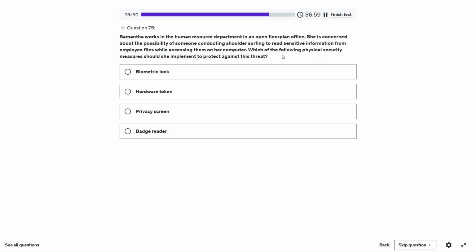Someone is doing shoulder surfing, but what could be used to hide information on the screen? The options are biometric lock, hardware lock, and privacy screen. So what does a privacy screen actually do? It blacks out the screen beyond a specific viewing angle. So if it's more than 120 degrees, the person on your left or right will see a blank or black screen, whereas the person sitting in front of the screen will be the only one able to see it.